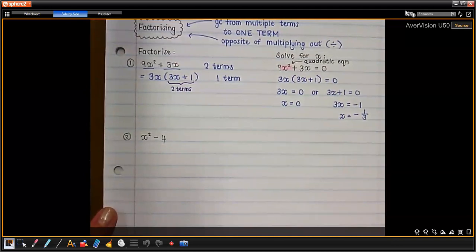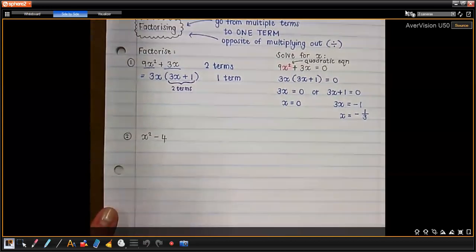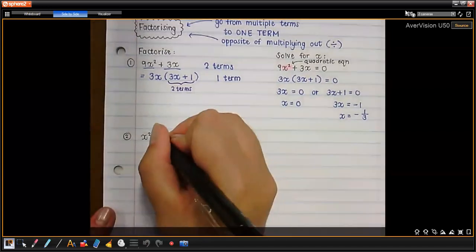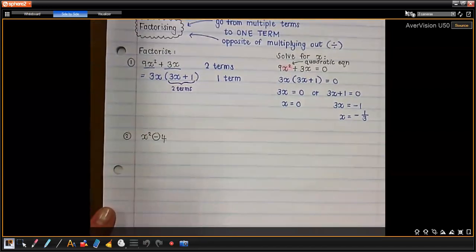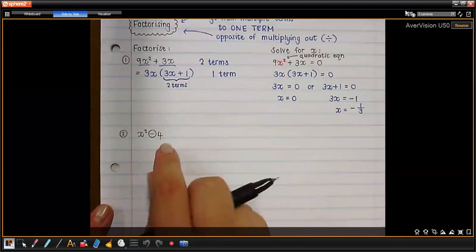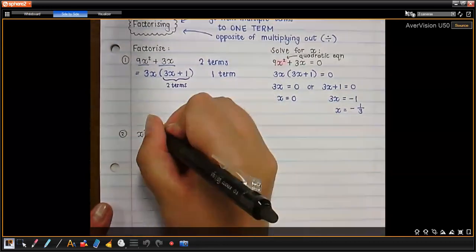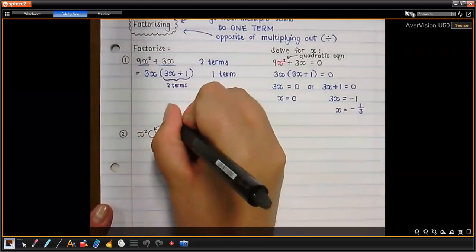x squared minus 4. Is there a common factor here that we can take off? No. All right. So what do we think? What kind of factorizing can I do there? Yes. Difference of 2 squares. Good. All right. The word difference means that you're minusing. Okay. So you have to have a minus there in between the two terms. If this is x squared plus 4, we can't say that that's a difference of 2 squares. Okay. So just circle that minus.